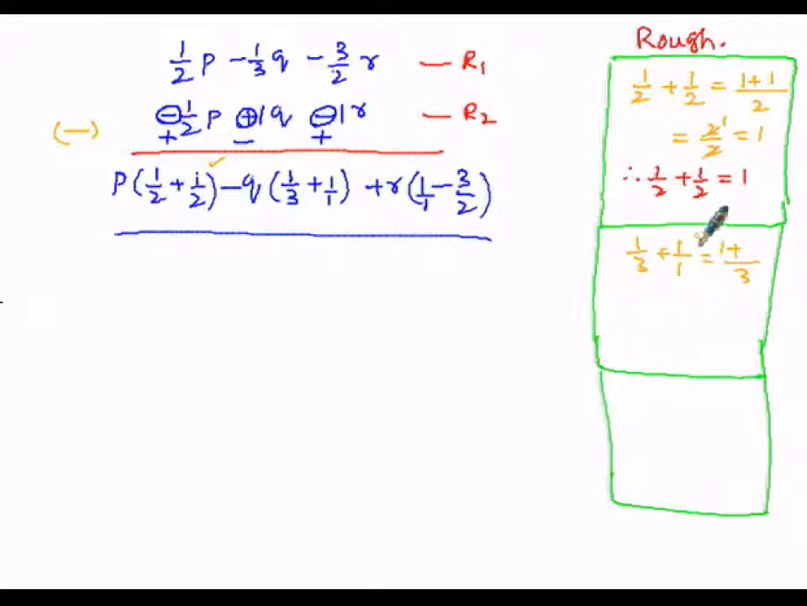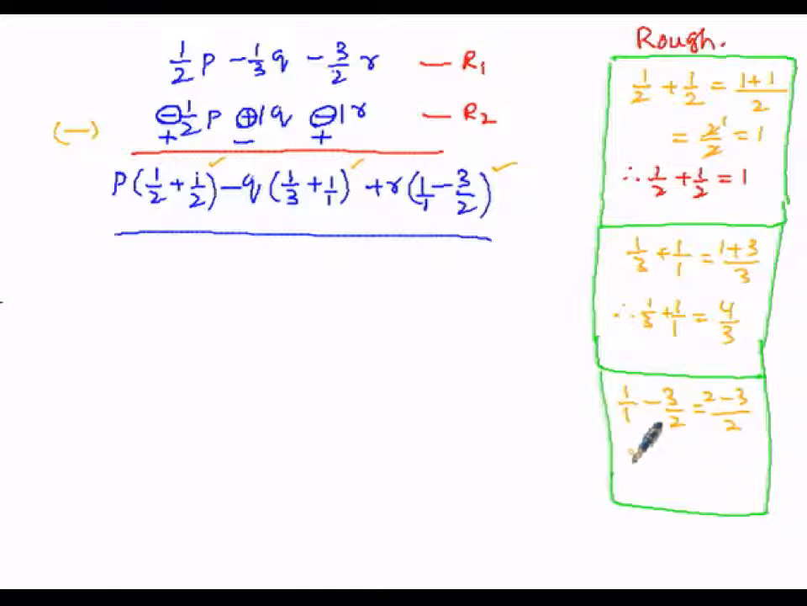3 into 1 is 3. Therefore 1 by 3 plus 1 by 1 is equal to 3 plus 1 is 4, divided by 3. And similarly the last one, that is 1 by 1 minus 3 by 2. The LCM is 2. So 1 twos is 2, and 2 into 1 is 2 again. 2 and 2 get cancelled. Just minus 3 is left over.